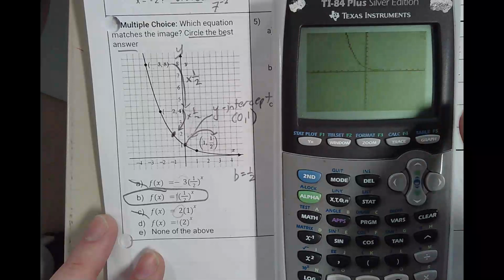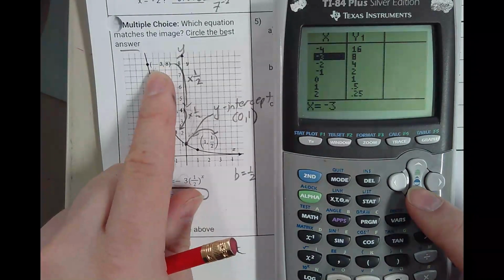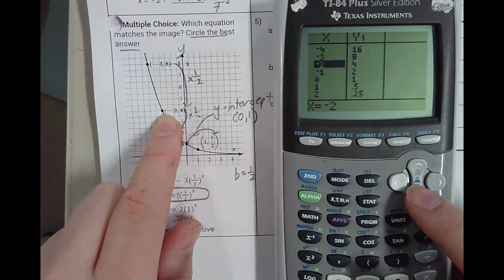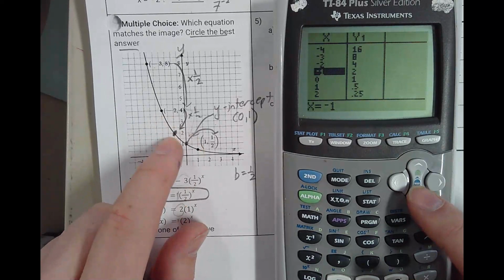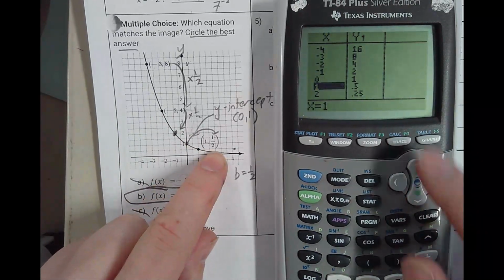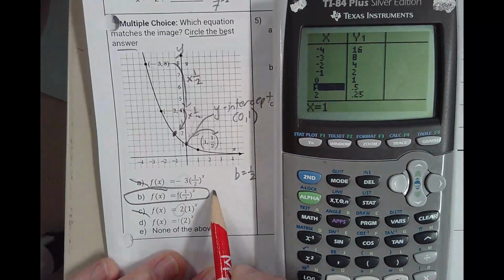The table is what shows me if these answers are correct. So if we look at these coordinates, we have -3, 8; -2, 4; the missing one we almost made a mistake on, or I did, 0, 1; and 1, 1/2. So we know this is definitely the right answer.